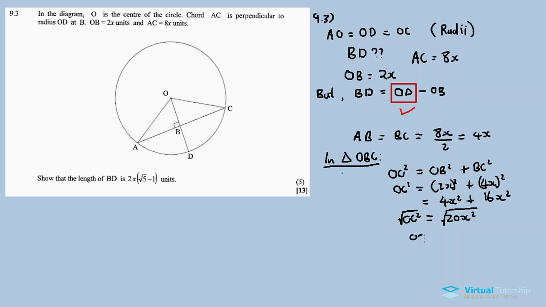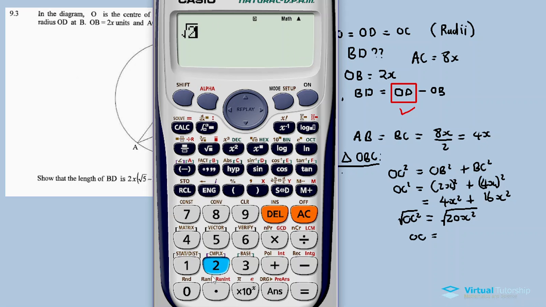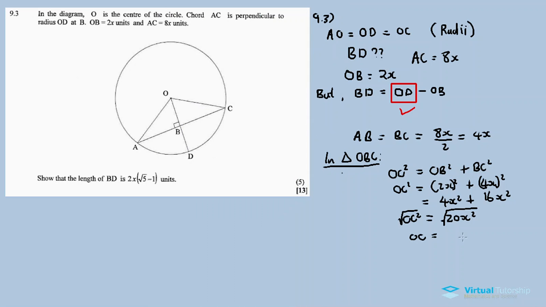I take a square root on both sides, so OC is equal to, what's the square root of 20? The square root of 20 is 2 root 5. It's 2 root 5x. The square root of 20 is 2 root 5, and then the square root of x squared is x, it comes out of the square root. So now we have OC, but we know that OC is equal to OD. OD and OC are equal because they are radii.